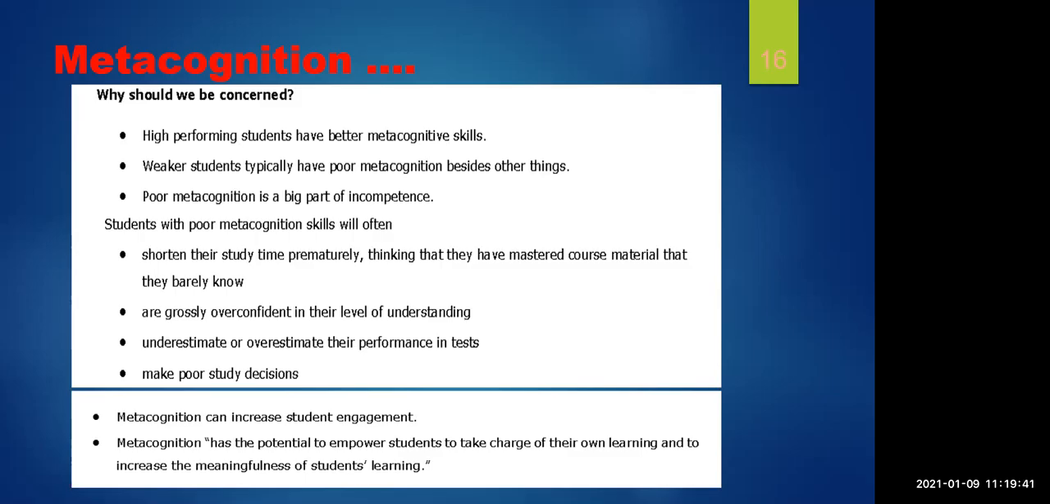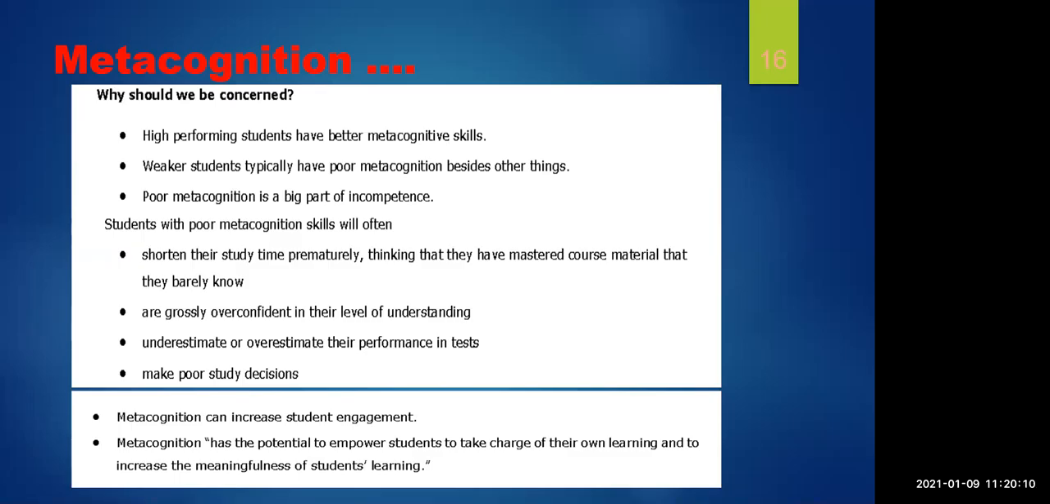Weaker students typically have poor metacognition, besides other things. Poor metacognition is a big part of incompetence. Poor metacognition means they say that they already know everything. They shorten the study time, thinking that they have mastered the course material that they barely know. They will not study much. If you take a poor student, they will not put more effort into preparing for the test, because they think they would have listened in the class. He thinks that he knows everything.